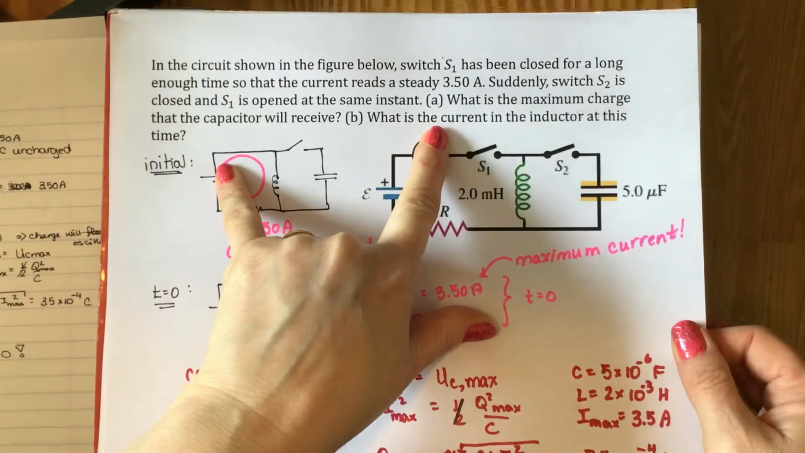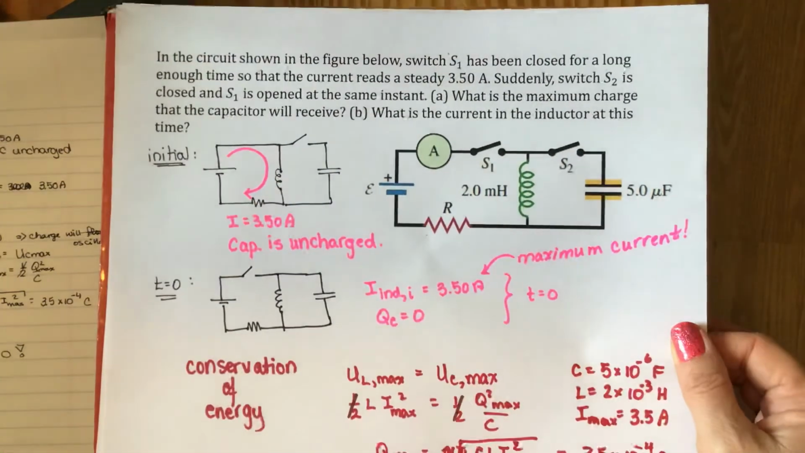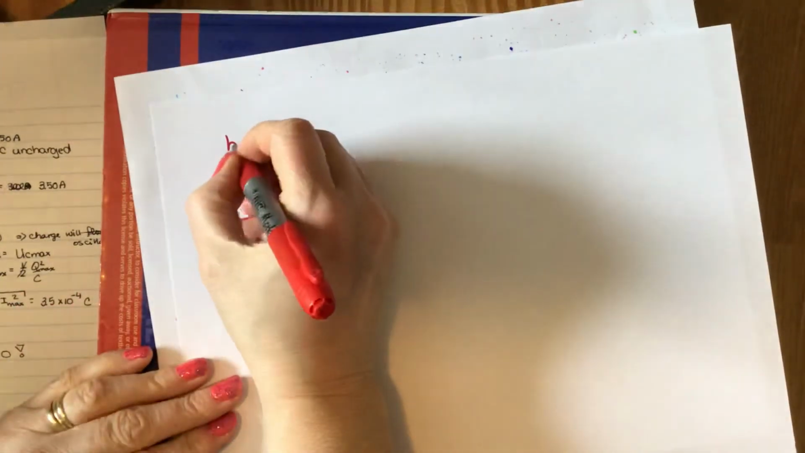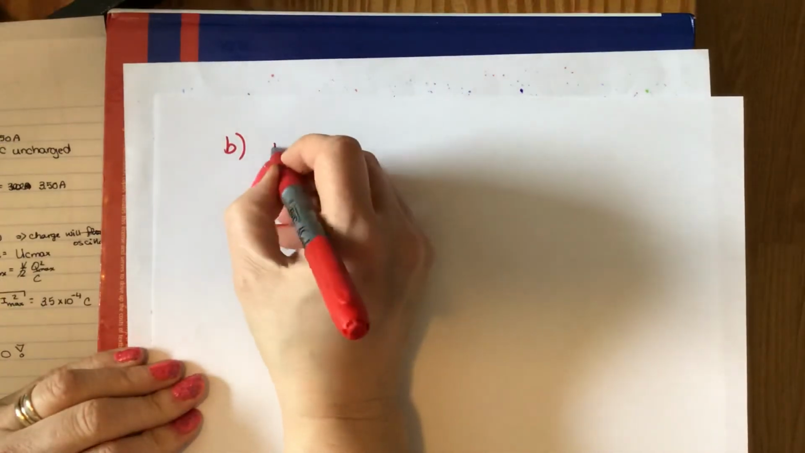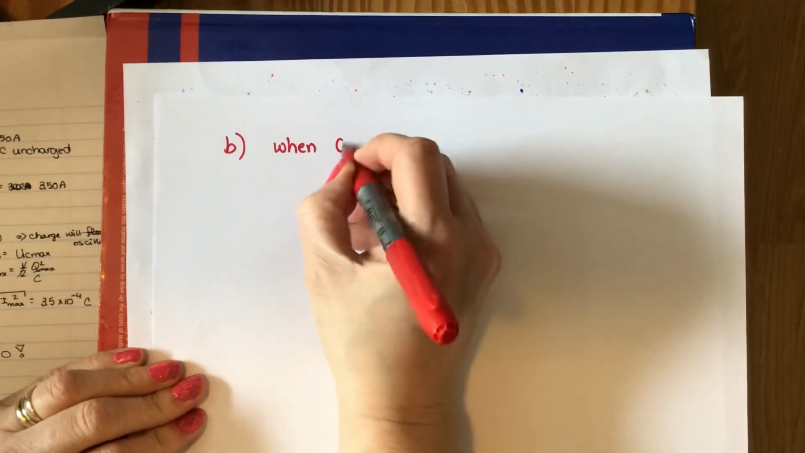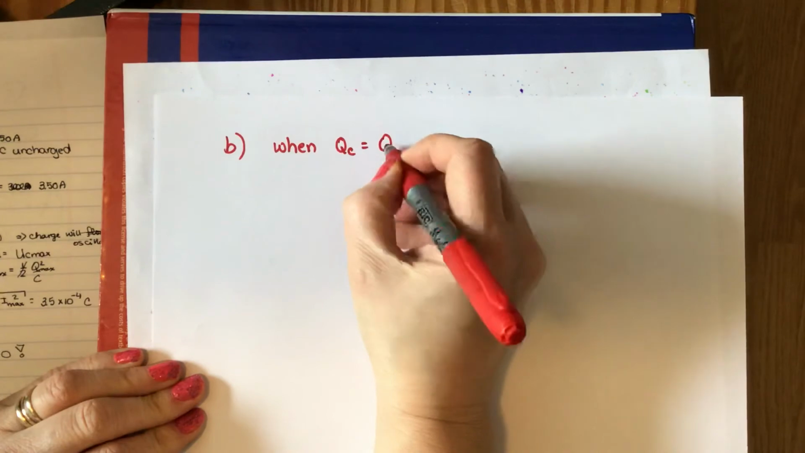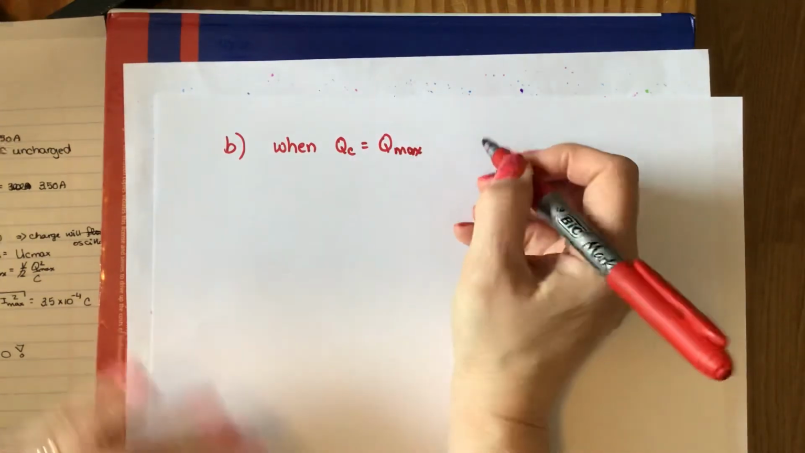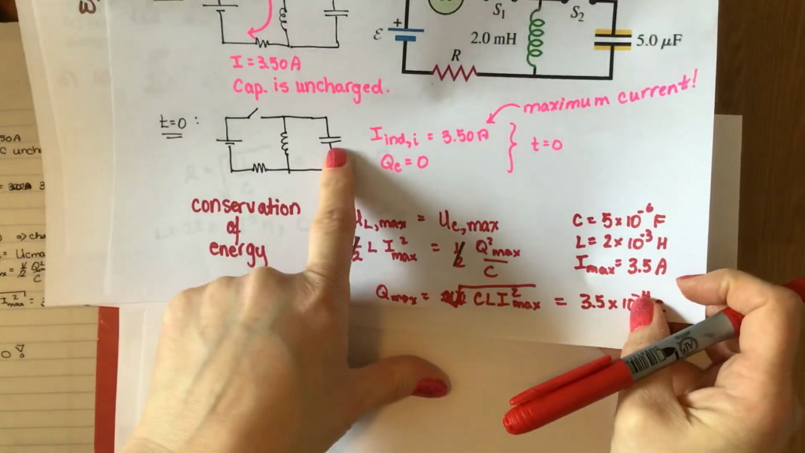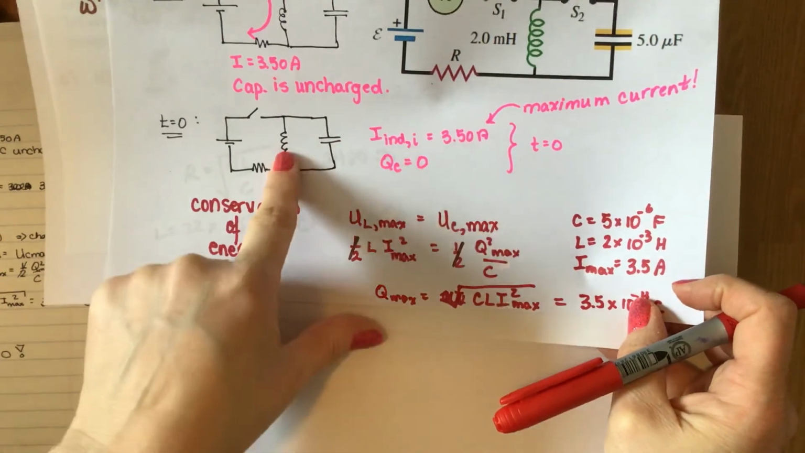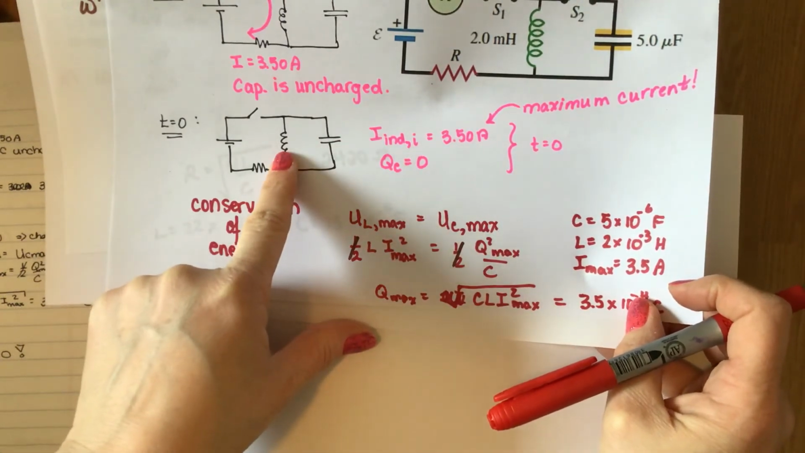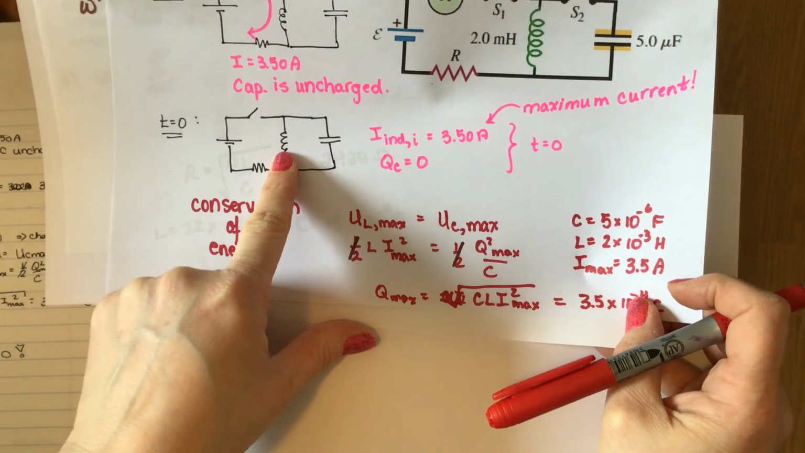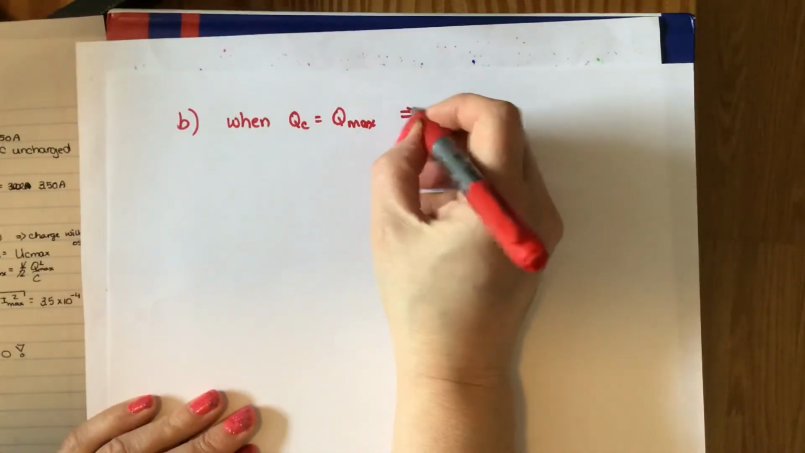Part B, what's the current in the inductor when the capacitor is at its maximum charge? So part B, I don't have quite enough space up there. So when the charge on the capacitor equals the maximum charge, well, what happens then is all of the energy is stored in this field. None of the energy is stored in this field. So the energy here, 1/2 times L times I squared, would have to be 0. That means that the current in that inductor is 0.